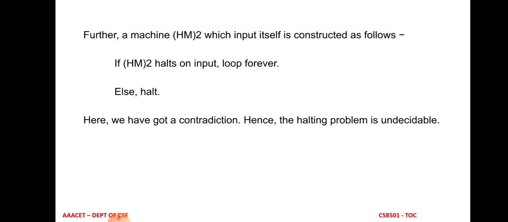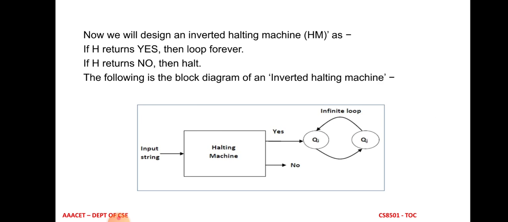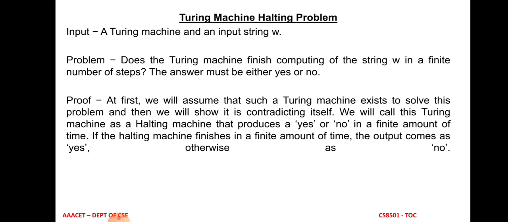Here also we have to prove the theorem of halting problem undecidability by contradiction. So hence the halting problem is undecidable. This is the theorem of halting problem undecidability, or Turing machine halting problem. The problem here is whether the Turing machine finishes its operation and returns yes within a finite amount of time, or otherwise does not halt its operation, which means it produces the result as no in a finite amount of time. This is the problem.